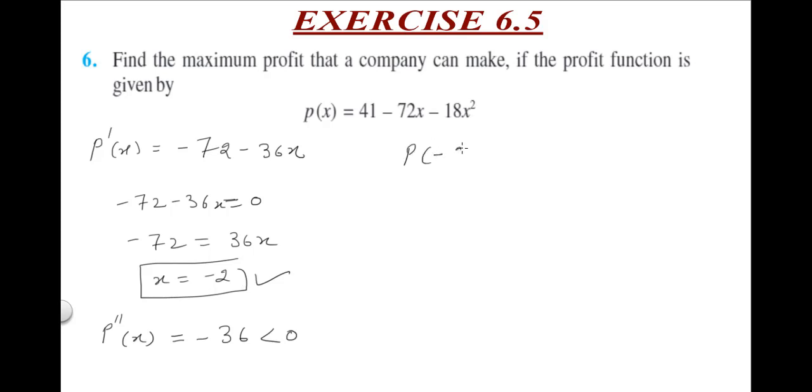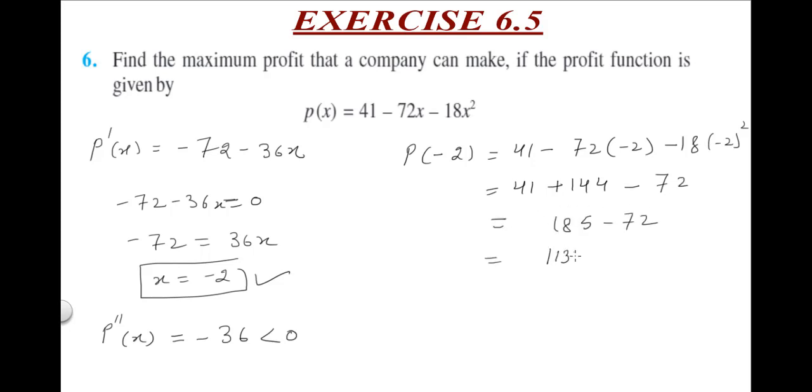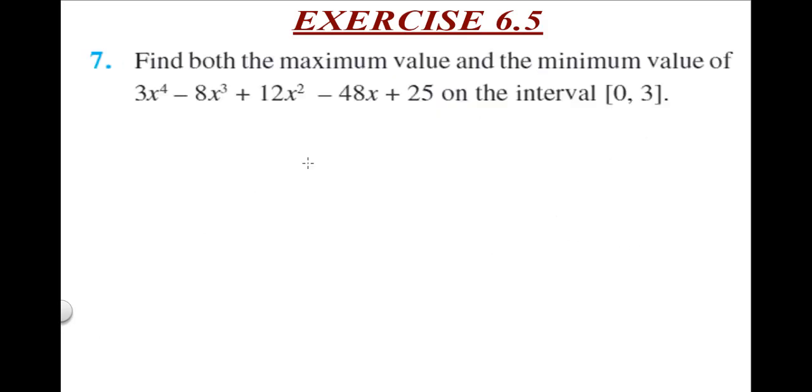Now maximum profit will be calculated by putting the value of x as minus 2. So 41 minus 72 multiplied with minus 2 minus 18 into minus 2 square. So we will be getting it as 41 plus 2 2s are 4, 2 7s are 14, 144 minus 18 multiplied with 72. Now we can solve it and find out the maximum profit. It will come out as 113, and this is the maximum profit that a company can make if this is the profit function. Now let us discuss another question.